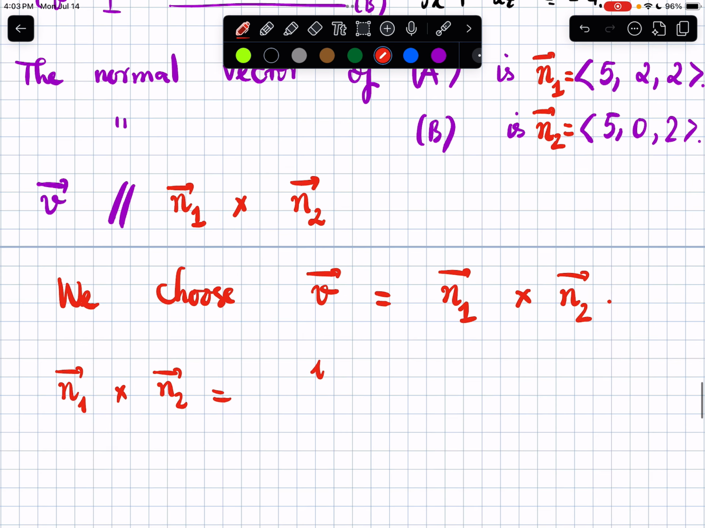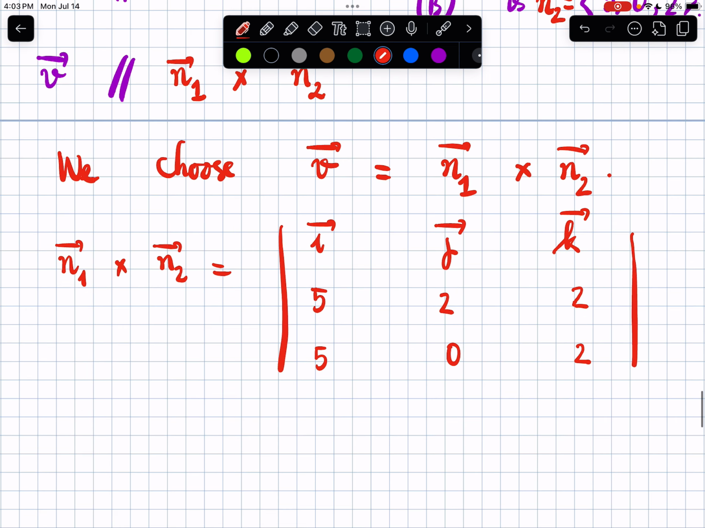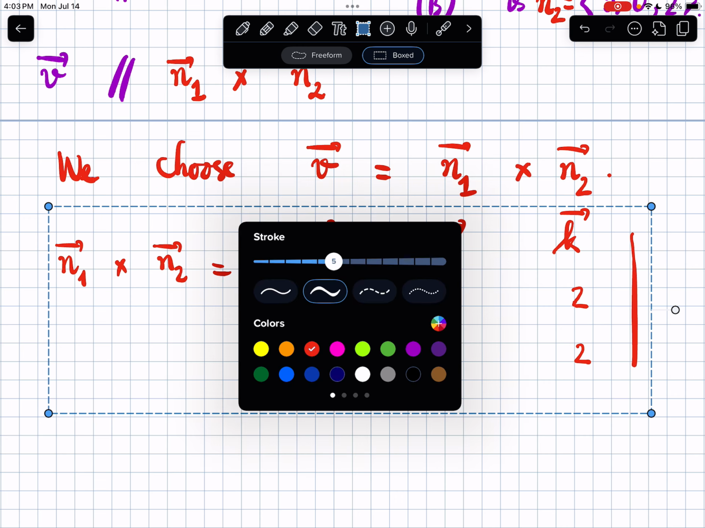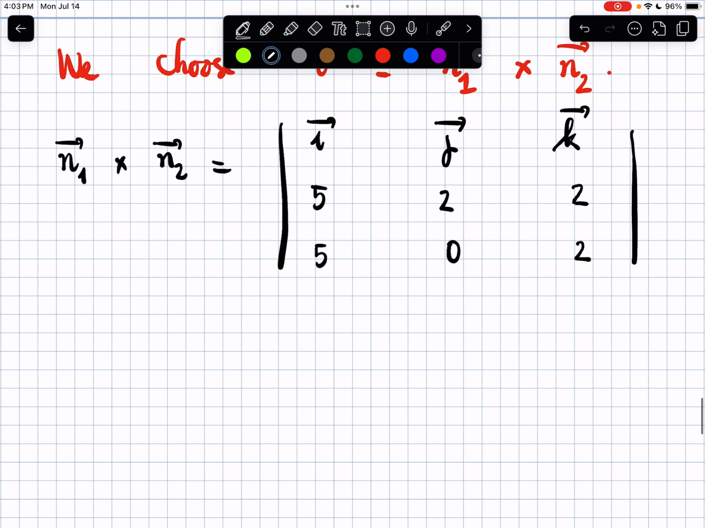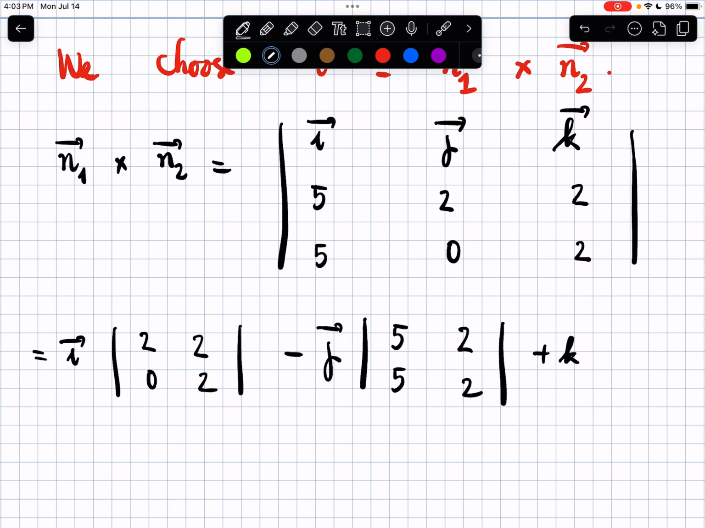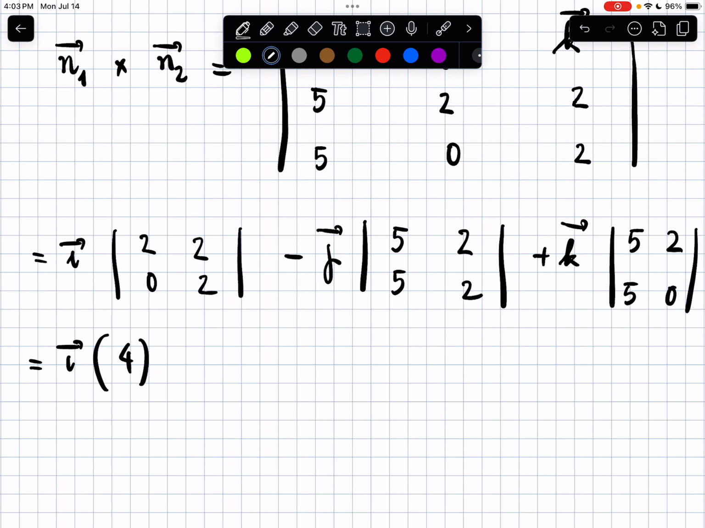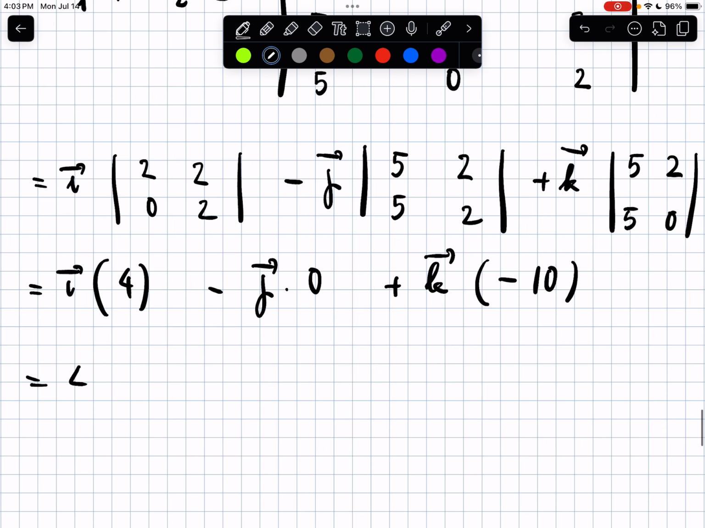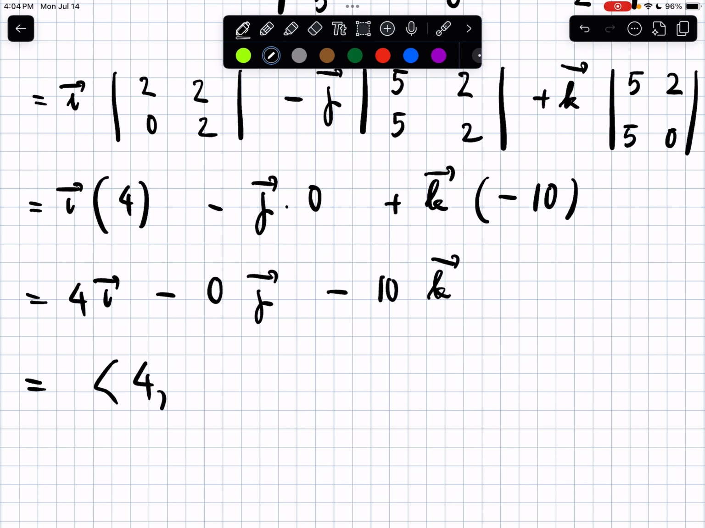So N1 cross N2 is the determinant with rows i, j, k; 5, 2, 2; 5, 0, 2. That gives i times (2·2 − 0·2), minus j times (5·2 − 2·5), plus k times (5·0 − 2·5), so 4i, 0j, minus 10k, or we can write it as 4, 0, minus 10.